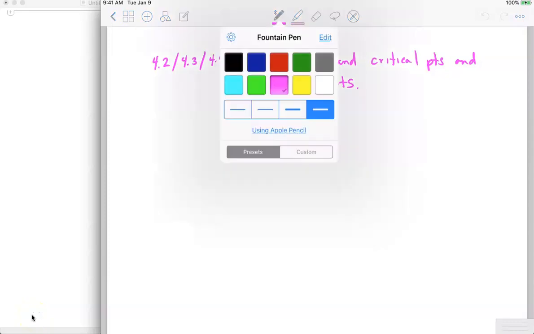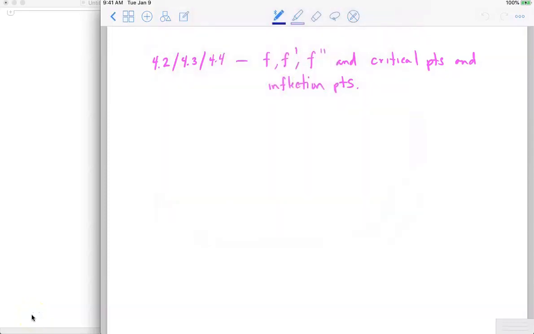In this video, we're going to transition back from spring break by looking at sections 4.2, 4.3, and 4.4. This is a variety of ideas related to the function, its first derivative, its second derivative. We're going to introduce some new words eventually in following videos about critical points and inflection points.